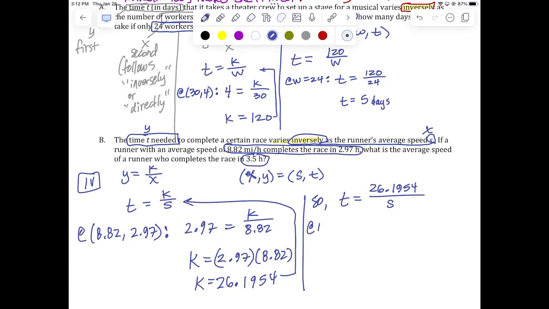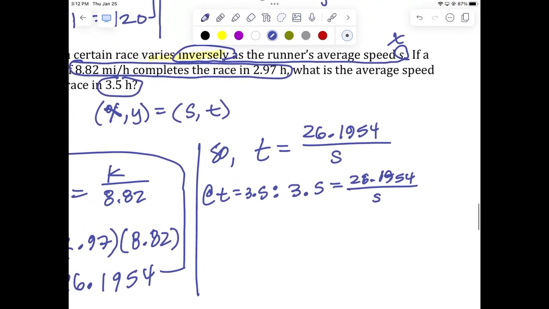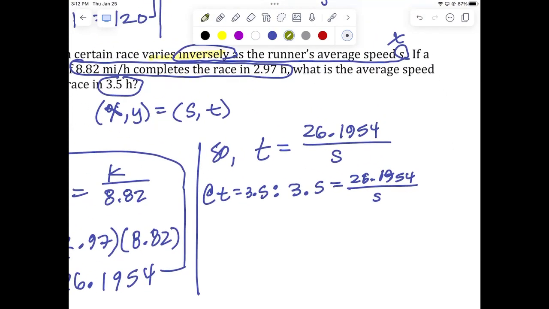So I'm going to say at t equals 3.5, and I'm going to plug it in for t. So I get 3.5 equals 26.1954 all over s. Now, how do I solve for s if it's in the denominator? Well, you can do two things. You can multiply both sides by s. That's going to work, and it'll divide out here. And then you can divide both sides by 3.5.